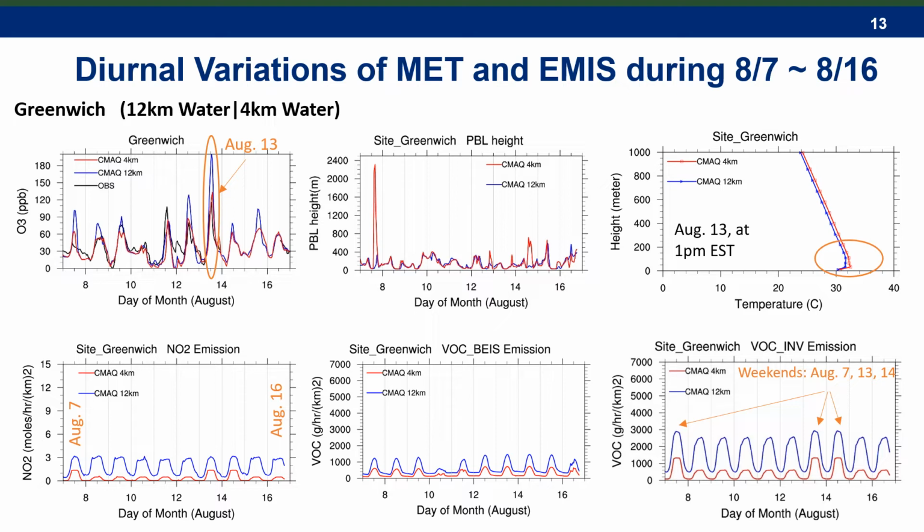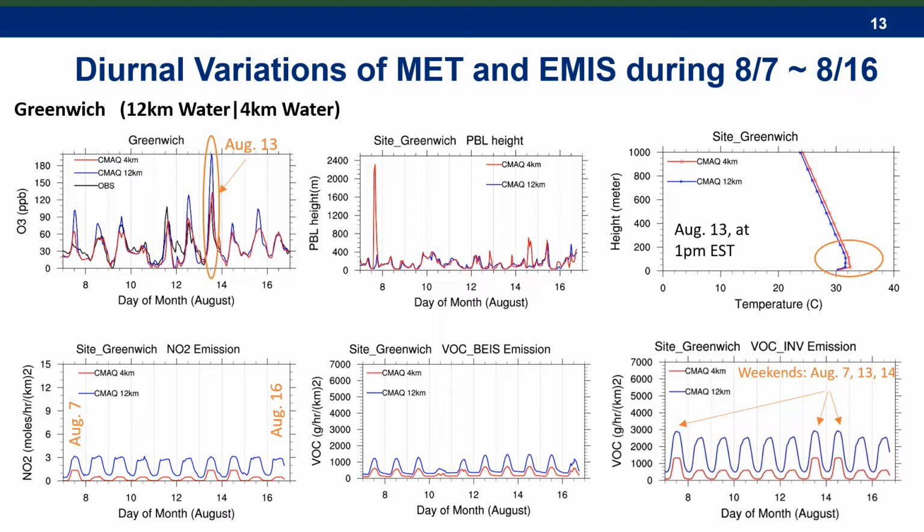Greenwich is a water cell at both 12 and 4 km resolutions. Therefore, the meteorological variables at 4 km are similar to those at 12 km, such as low PBL height and temperature inversion near the surface. However, the total NO2 and VOC emissions at 4 km are much lower than those at the 12 km platform.